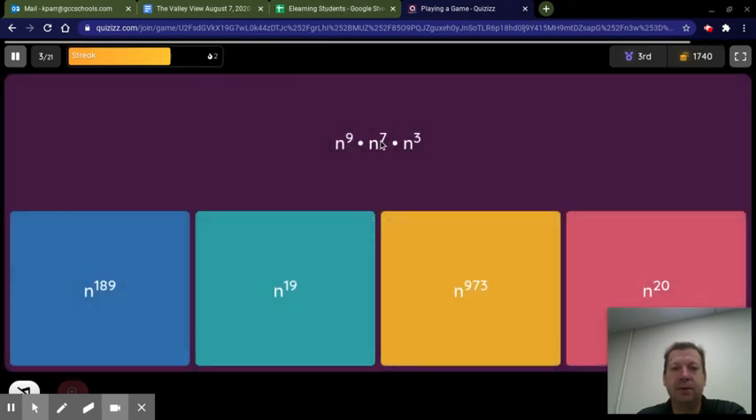Right here, we're multiplying. We just have more than one exponent to multiply, but when we multiply, remember, we're going to add. So 9 plus 7 is 16, 17, 18, 19. So I'm looking for n to the 19th.